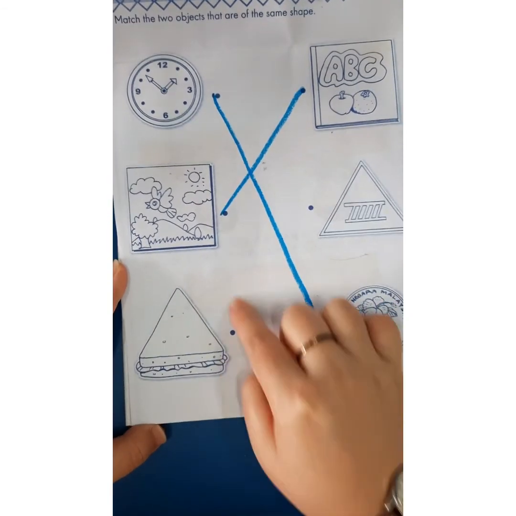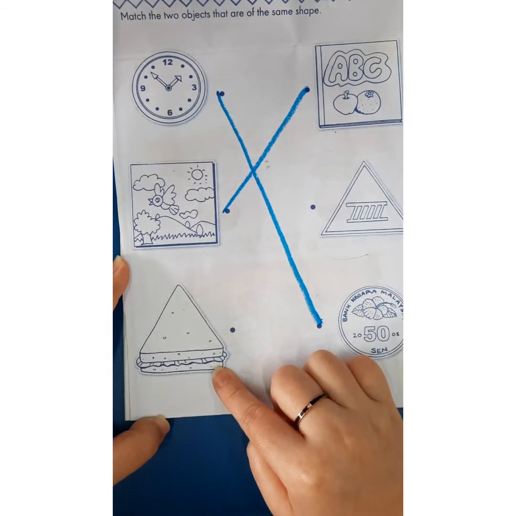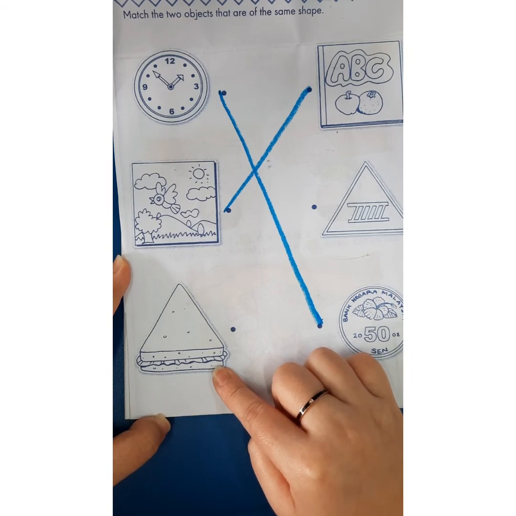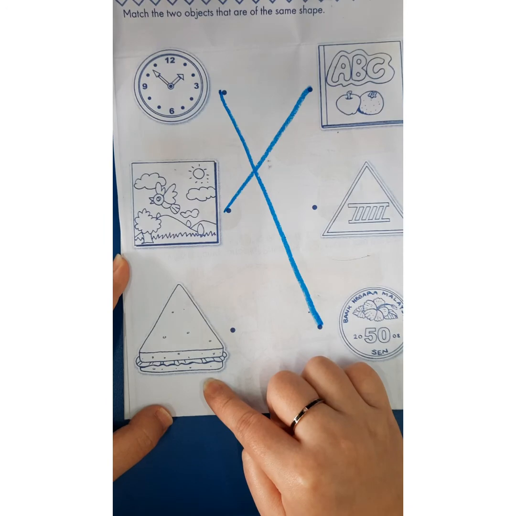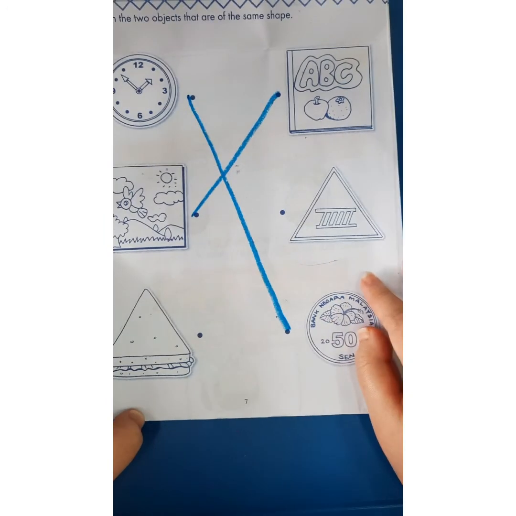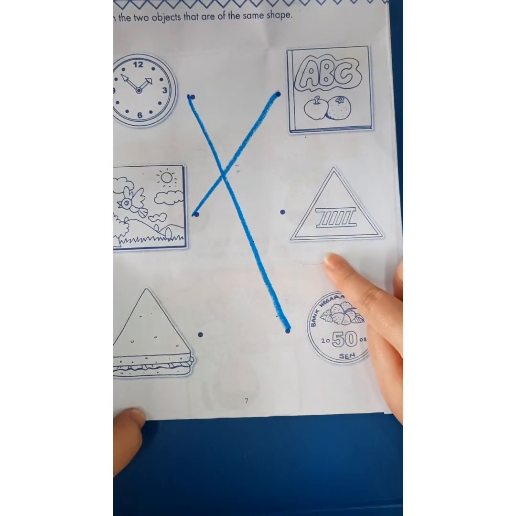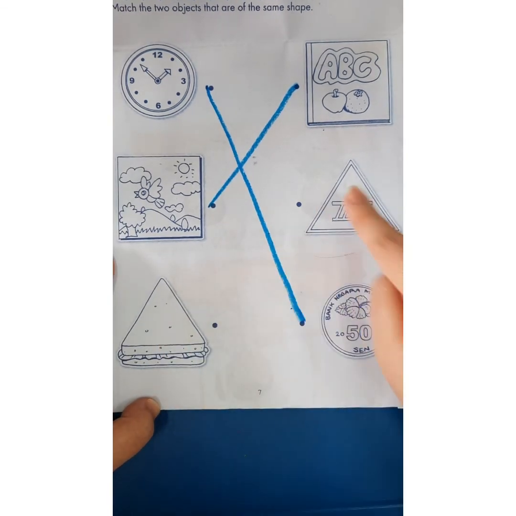Now the last one. What shape does this object have? Yes, this object have shape of triangle. Okay. This one. What shape does this object have? Yes, triangle as well. So we need to connect them.